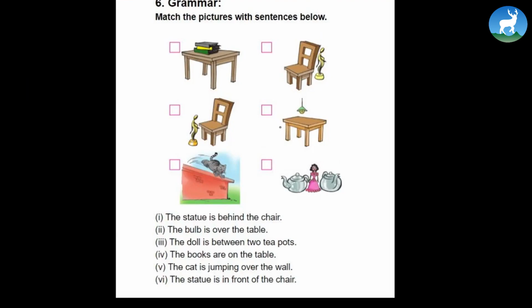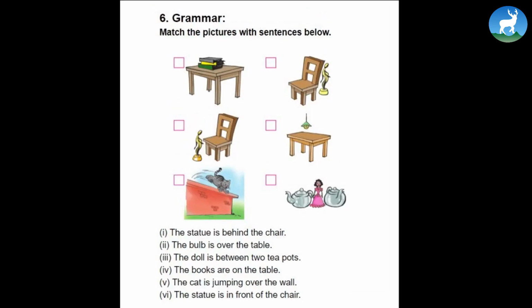Now here we are doing the grammar section under the chapter describing locations, okay? This is as per your book. So here we go. Let's see what we have here. And it's very easy, I'm telling you. To begin with, let's start with this figure here. Now it says match the picture.